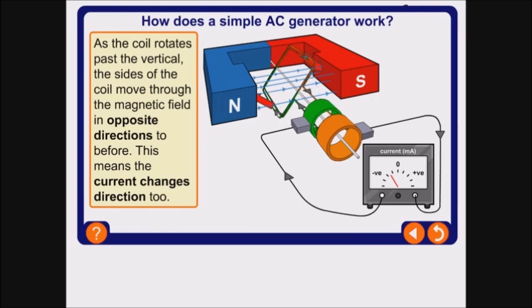So this green side was cutting down here, whereas now the green side is cutting up through the field, and that means that the current is going to be produced in the opposite direction, and we could work that out thinking about our left hand rule. But you don't need to go into that amount of detail.